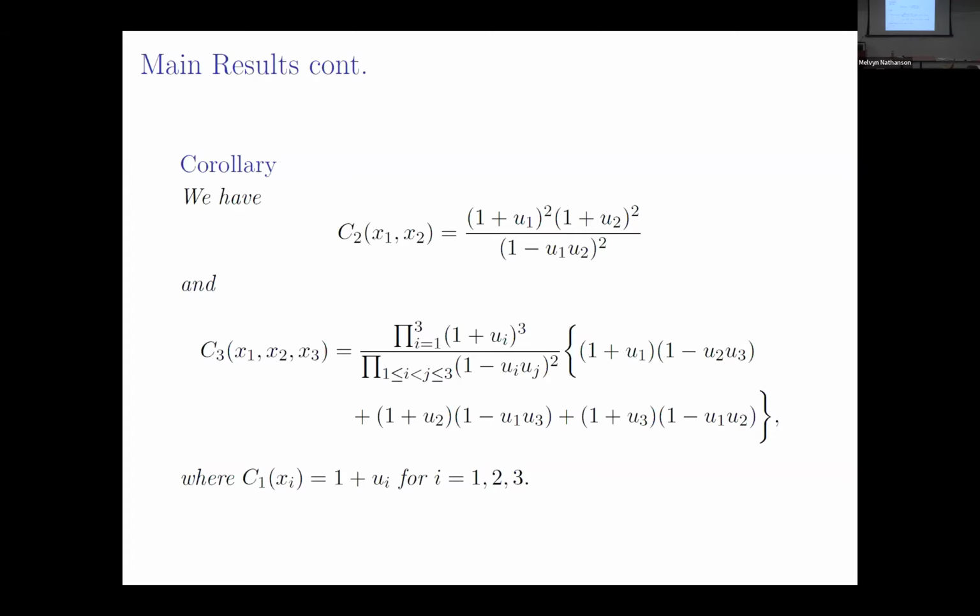So if you do the substitution, you get some nice forms in the C2 and C3 case, but it starts to get out of hand very quickly. It's hard to figure out what happens next. And that's kind of where we are right now.